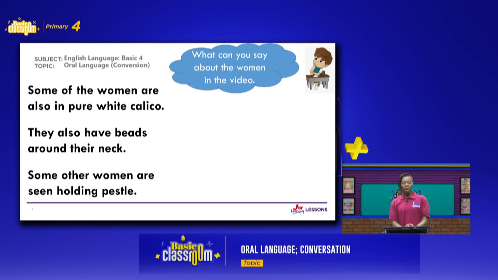Also, they were holding pestles. I'm moving on to the third set of women that we had in there. So we are finished with the first. We are finished with the second. We are moving on to the third set.